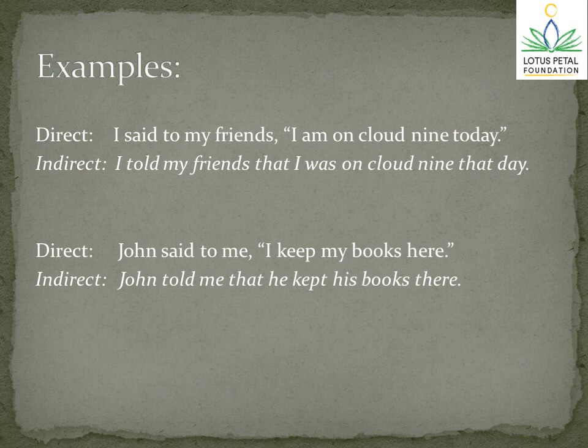Our second example is, John said to me, "I keep my books here." Answer will be, John told me that he. Again, you can see in your direct speech sentence, it's given I keep my books here. I is the subject of the reported speech, which is again first person, and it will change according to the subject of the reporting verb, which is John. So for John, we are going to use the pronoun he. That is why in your indirect speech sentence, it's given John told me that he kept his books there.